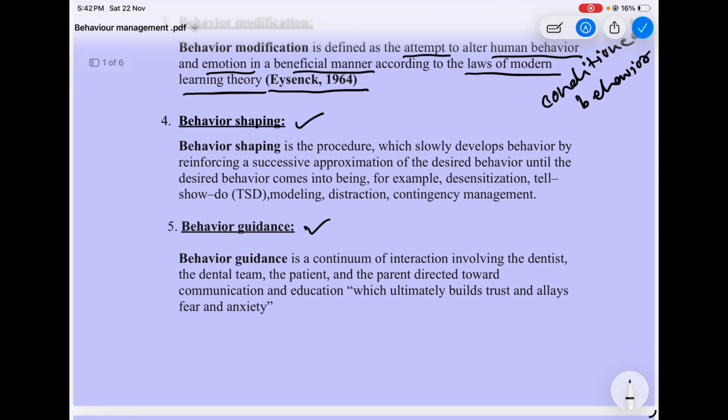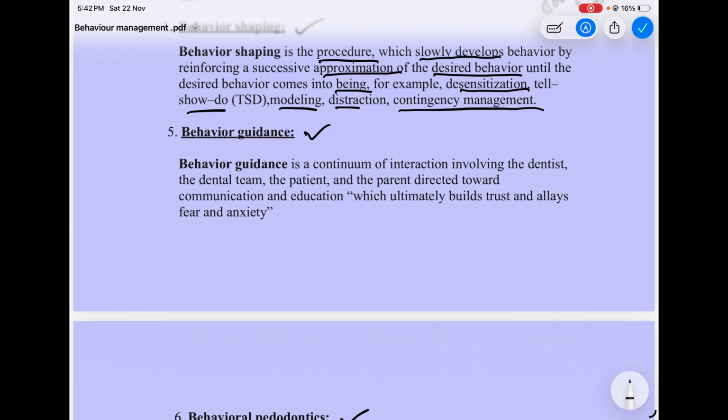Behavior shaping is the procedure which slowly develops behavior by reinforcing a successive approximation of the desired behavior until the desired behavior comes into being. For example, desensitization, tell-show-do, modeling, distraction, and contingency management are the techniques for behavior shaping. Then behavior guidance. Behavior guidance is a continuum of interactions involving the dentist, dental team, patient, and the parent, directed toward communication and education, which ultimately builds trust and allays fear and anxiety.